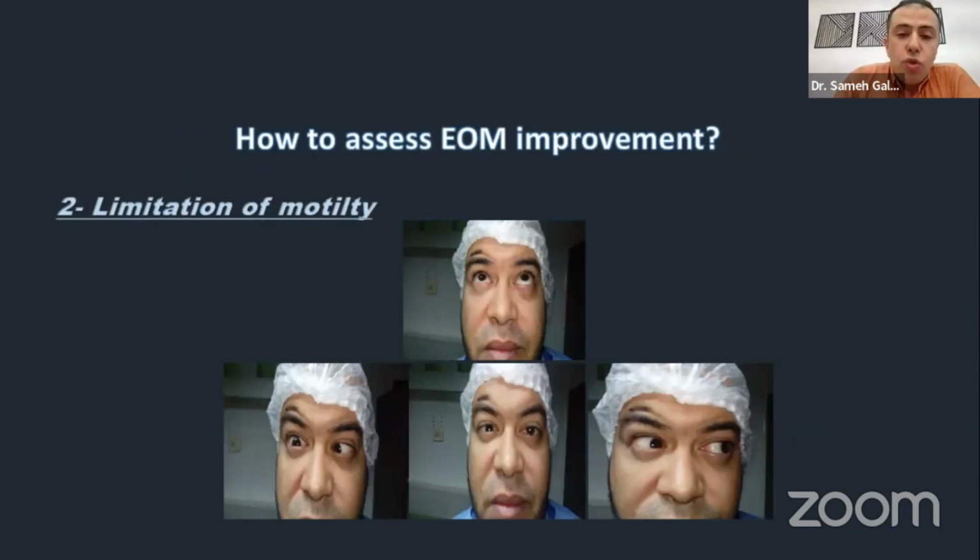One more parameter we should consider is the limitation of motility, because in orbital disease we usually have limitation of motility and incompetence. So we have to assess the improvement or worsening of the limitation. Is it getting better or not? For assessment of limitation of motility, you have to record first whether it is there or not, then measure it to decide the proper time to intervene.